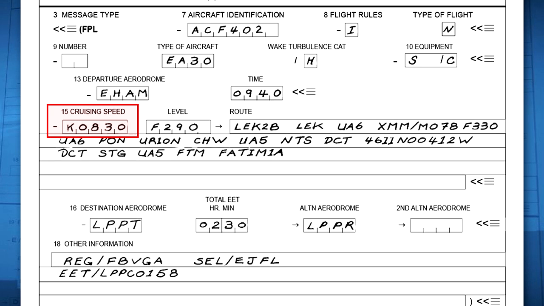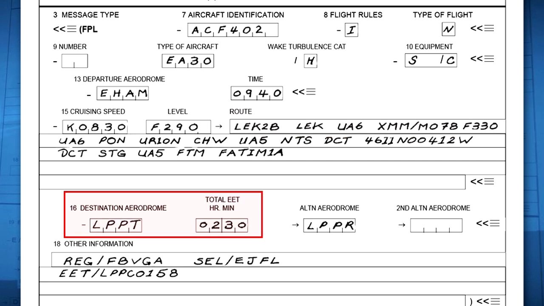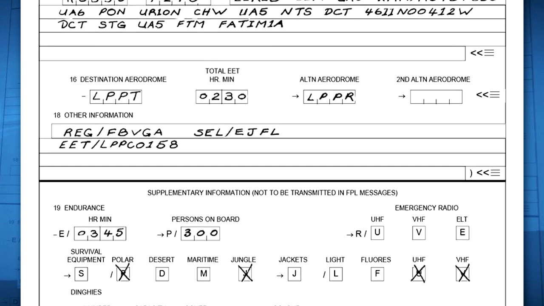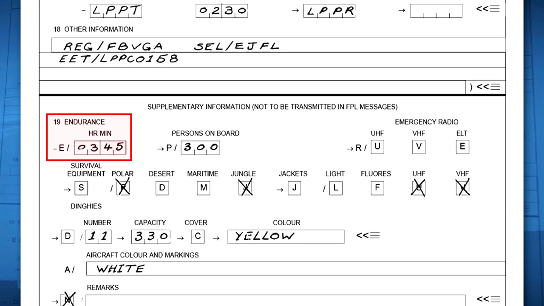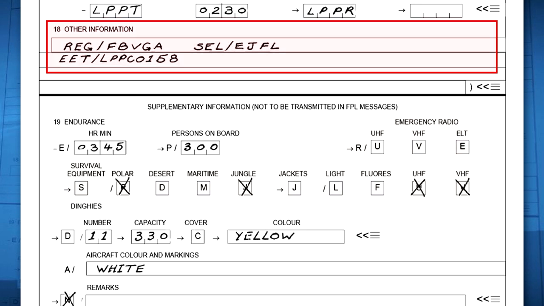Cruising speeds, cruising levels, route to be followed, destination aerodrome and total elapsed time, alternate aerodrome, fuel endurance, total number of persons on board, emergency and survival equipment, other information.